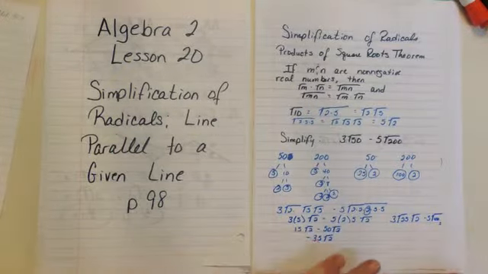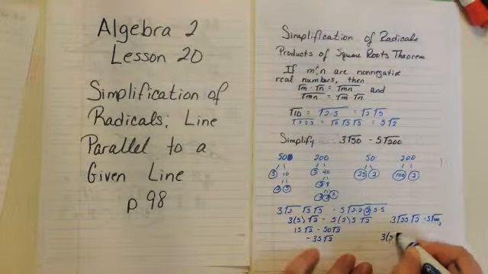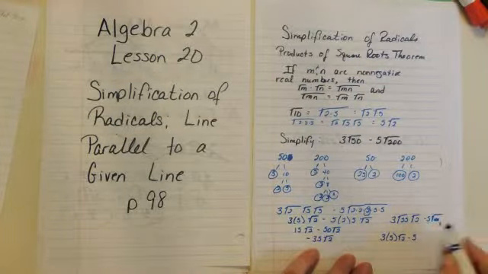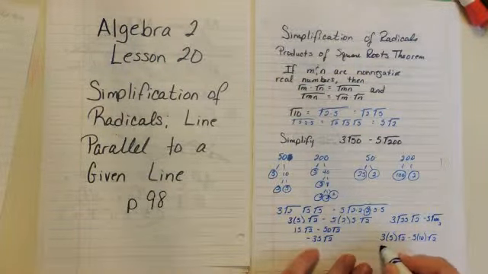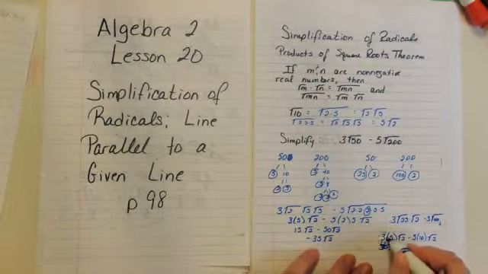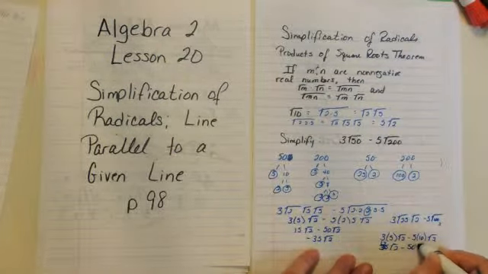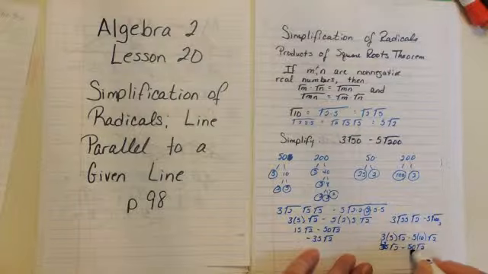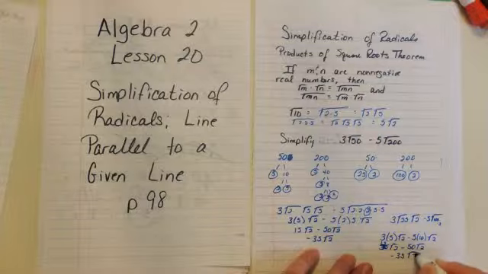Sorry, I'm writing too small again. The square root of 25 is 5. So we have 3 times 5 times the square root of 2 minus 5. The square root of 100 is 10 times the square root of 2. And now we can simplify. 3 times 5 is 15 times the square root of 2 minus 5 times 10 is 50 times the square root of 2. And now we're back to 15 times the square root of 2 minus 50 times the square root of 2 is negative 35 times the square root of 2.